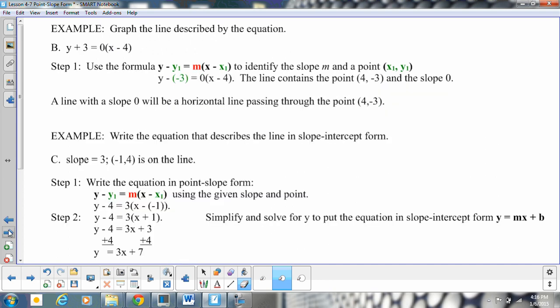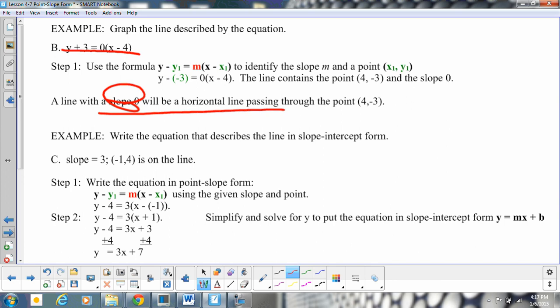Here's another example. What are we going to have here? We have y plus 3 equals 0 times x minus 4. What's the slope? Well, the slope is 0. What kind of line do we have with a slope of 0? We have a horizontal line.